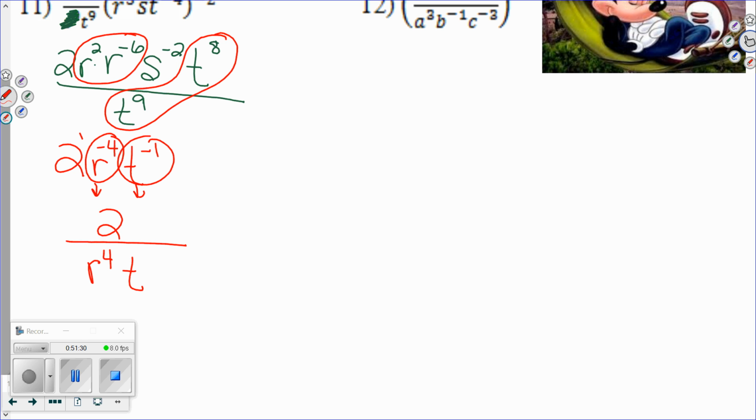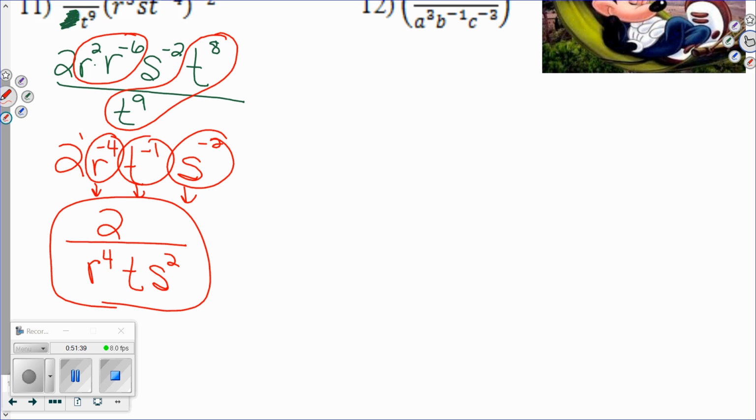Oh, I did forget the s. Thank you. S to the negative 2. Sorry. That one's going to move to the bottom too. Thank you. I totally lost him. And I even marked all the things I moved, and I still left him over there.